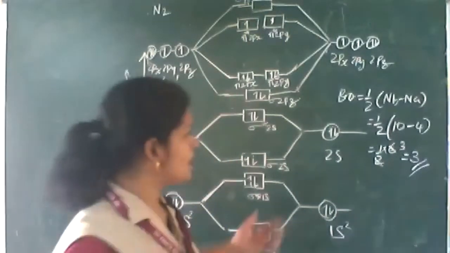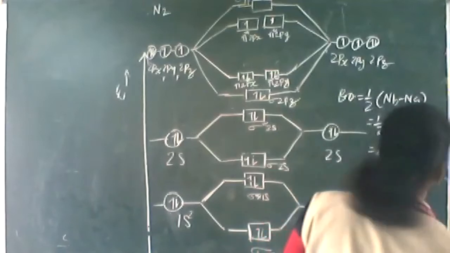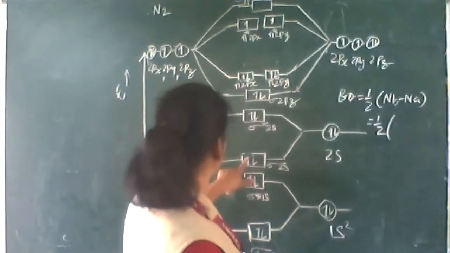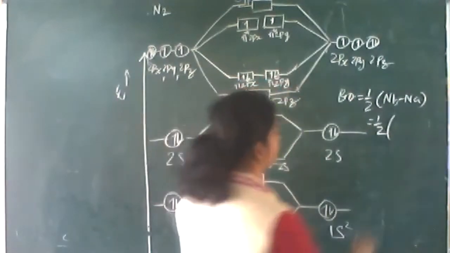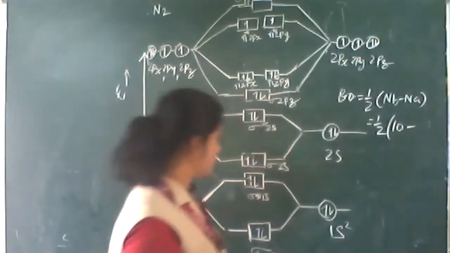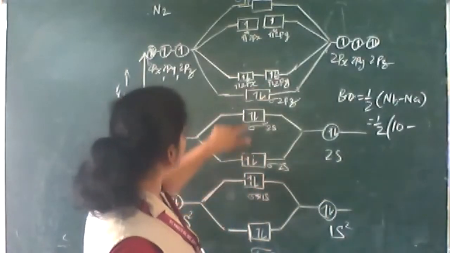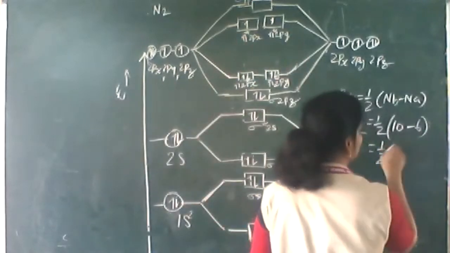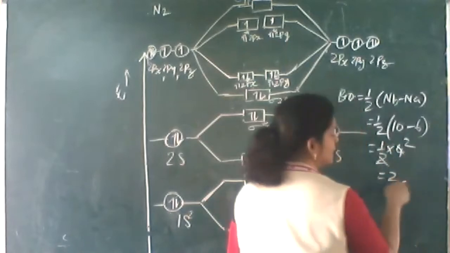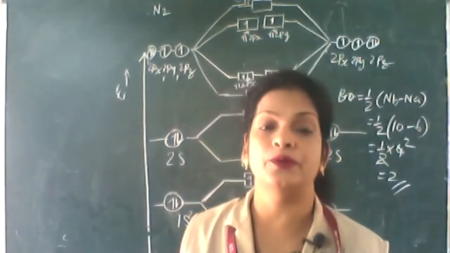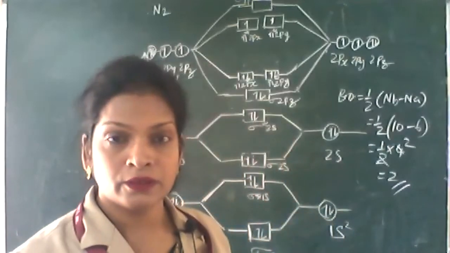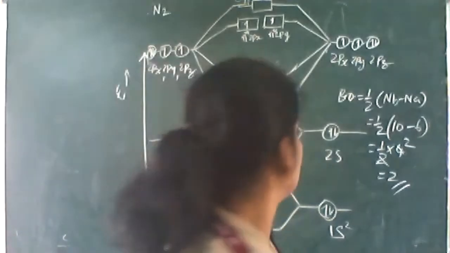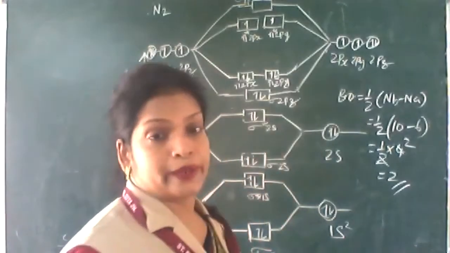Calculate the bond order, that is half into Nb minus Na. What is Nb? 2, 4, 6, 8, 10, minus Na, antibonding 2, 4, 6. So half into 4, that is 2. There are 2 bonds between O and O in O2. So you can calculate the bond order. As bond order increases, the molecule becomes more stable. Okay, that's about O2.